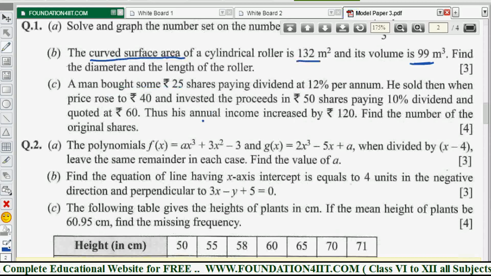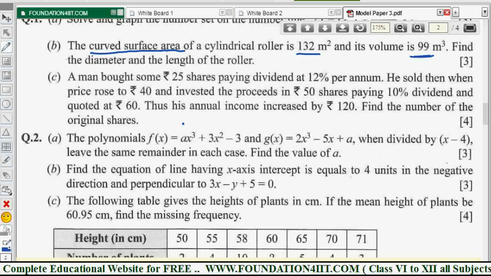And the first one, C, if you observe question number C, from shares and dividend. Here a man bought some rupees 25 shares paying dividend at 12% per annum, and he sold them when the price rose to 40 rupees and invested the proceeds in 50 rupees shares paying 10% dividend and quoted at rupees 60. Thus his annual income increased by 120. Find the number of original shares. So let the number of shares be x, and we will solve for the original and new shares.